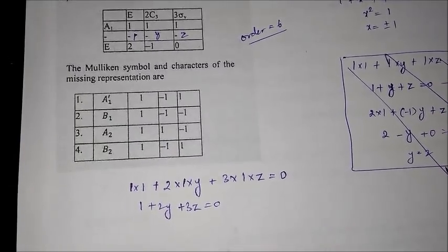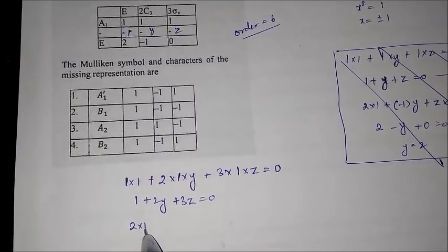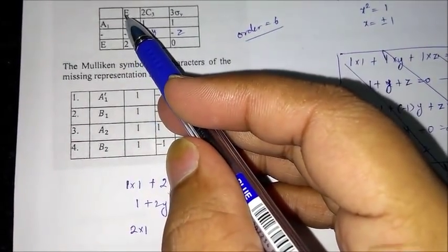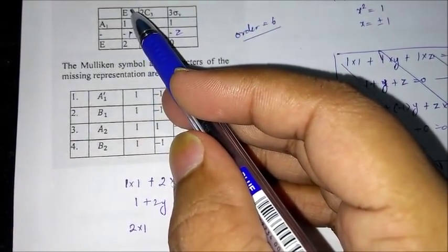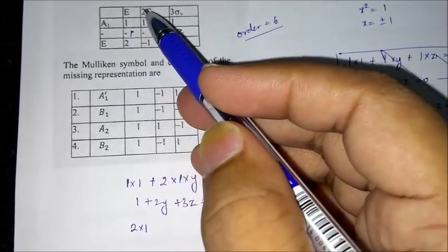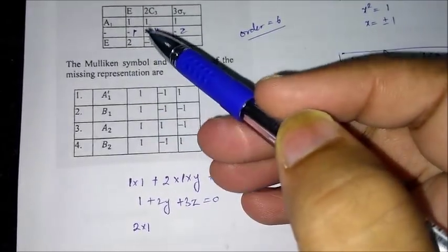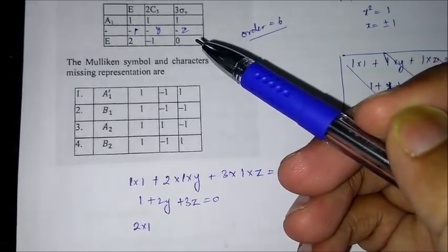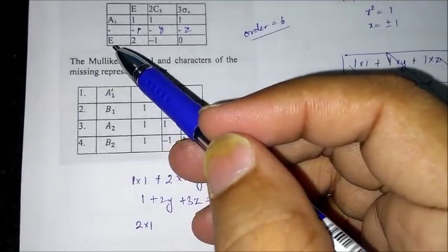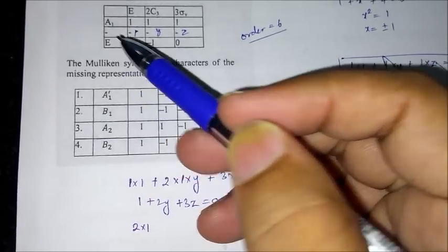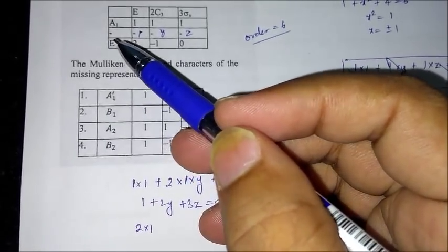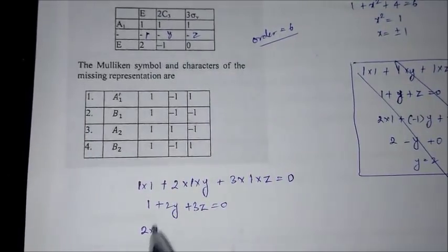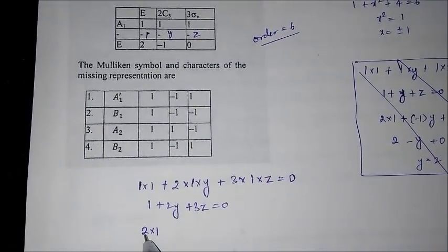So let's do it. It will be 2 into 1. This 2 comes from the value of E. See, these two E are different. This one is the identity, showing the identity element, the identity operation. This E is a Mulliken symbol. I haven't made a video on Mulliken symbols, but I'll be making one in future. This E tells us that it is doubly degenerate. It's just a Mulliken symbol, so don't get confused between these two E. So this comes from the value of E.